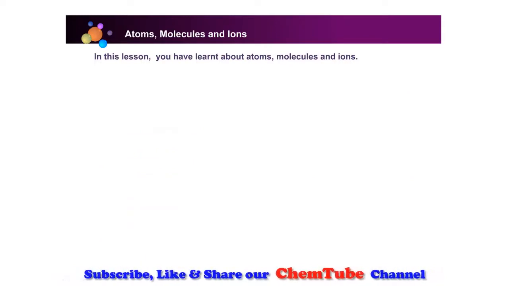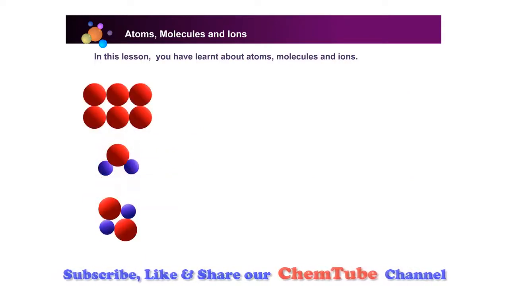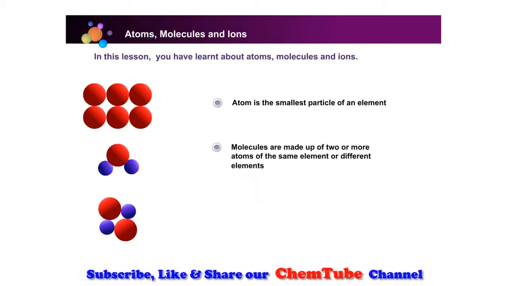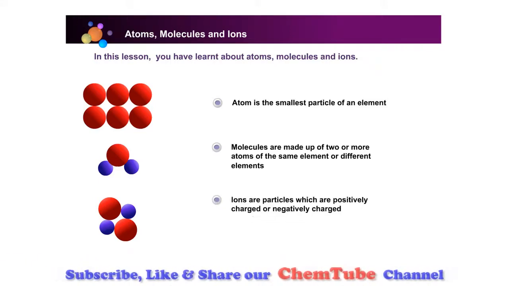In this lesson, you have learnt about atoms, molecules, and ions. An atom is the smallest particle of an element. Molecules are made up of two or more atoms of the same element or different elements. Ions are particles which are positively charged or negatively charged.